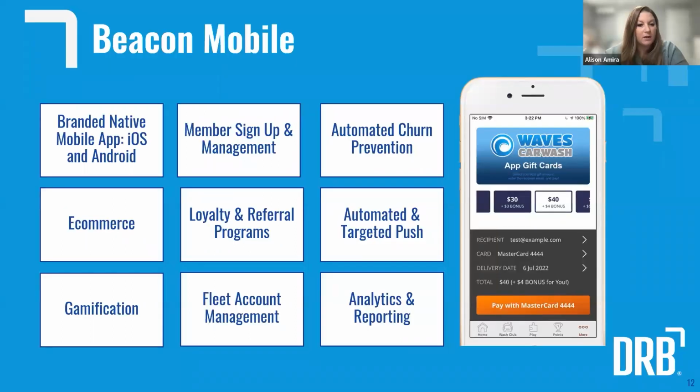Okay, great. So Kayla just gave a very high level overview of the benefits that a mobile app can provide for your car wash. And I'm going to get into the more specifics for what Beacon Mobile offers and also give some visuals to that to help really kind of bring it to life. So at a very high level, Beacon Mobile is the most robust mobile platform that we have within the DRB ecosystem. And essentially, it's a branded native mobile app for your car wash that's developed for both iOS and Android.